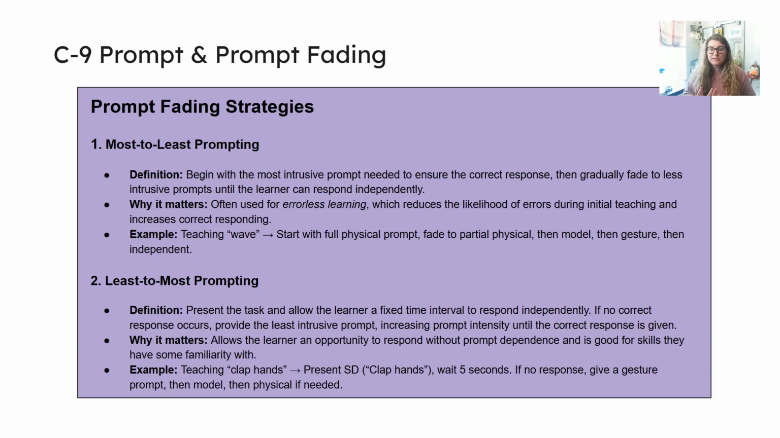So how do we do prompt fading? We have most to least prompting, which begins with the most intrusive prompt, a full physical, needed to ensure the correct response, and then gradually fades to less intrusive prompts until the learner can respond independently. It's often used for errorless learning, which reduces the likelihood of errors during initial teaching and increases correct responses. So teaching a wave, we start with a full physical prompt where we're waving for them, and then we fade to partial, which is not moving but holding their hand, so they do this, and then model, so we're doing this, and then gesture, and then independent.